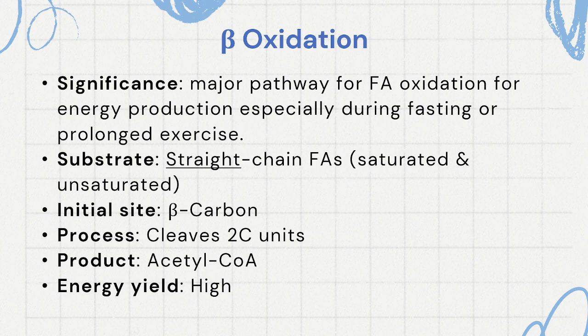And the substrate for beta oxidation is straight chain fatty acids. Whether this straight chain is saturated or unsaturated doesn't matter, it will be a substrate for beta oxidation. The initial site, as we said, is the beta carbon, and 2 carbon atoms will be cleaved per cycle of beta oxidation. And these two carbon atoms will be released as acetyl-CoA. The energy yield in the form of ATP of beta oxidation is quite high.